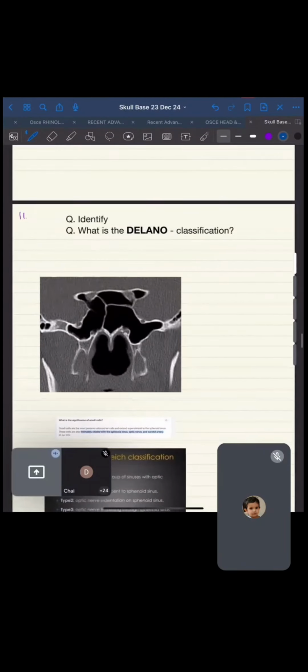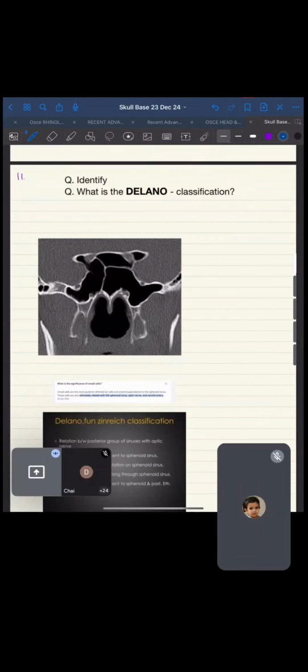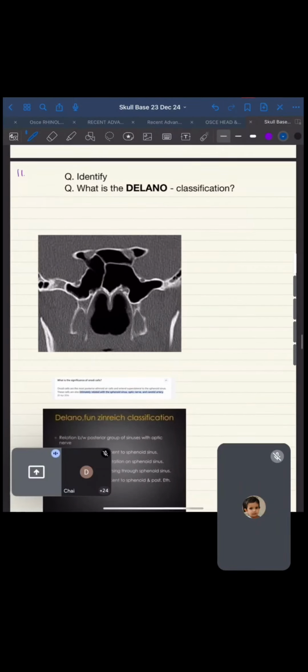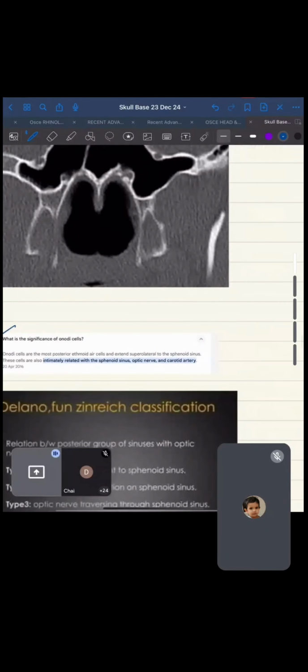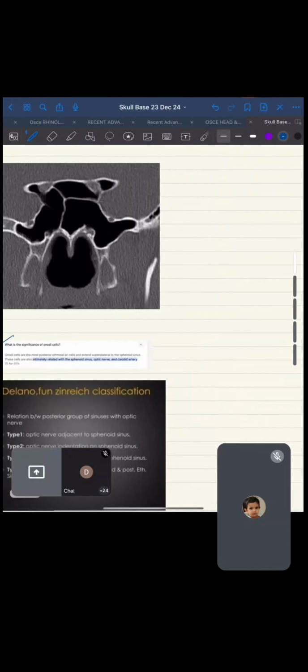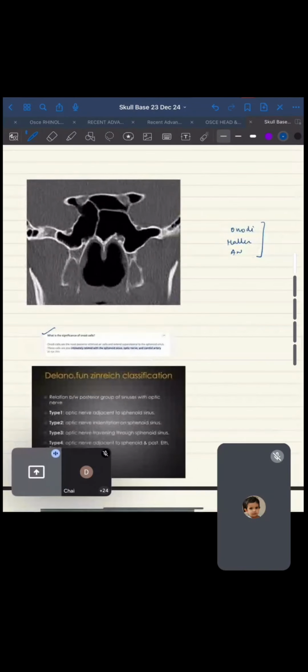Now it's again a repeatedly asked question, but this is Delano's classification only. This is the Onodi cell which they are talking about, and this is the significance of the Onodi cell. All the named cells, that is Onodi, Haller, Agger nasi. You have to see all three. Very high chances that you can get one of them in your exam on identification, and what all the important sections are, we have been repeatedly discussing that.